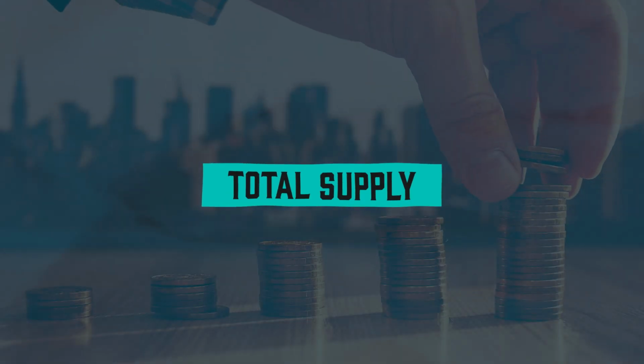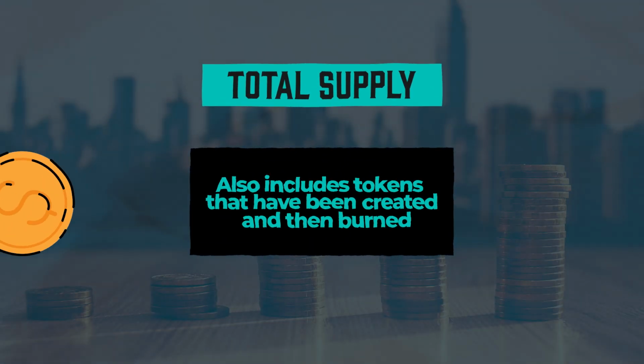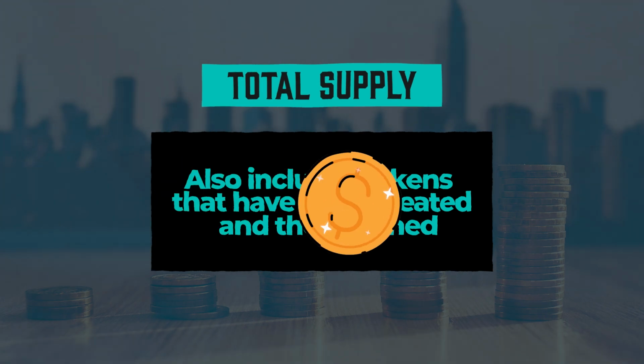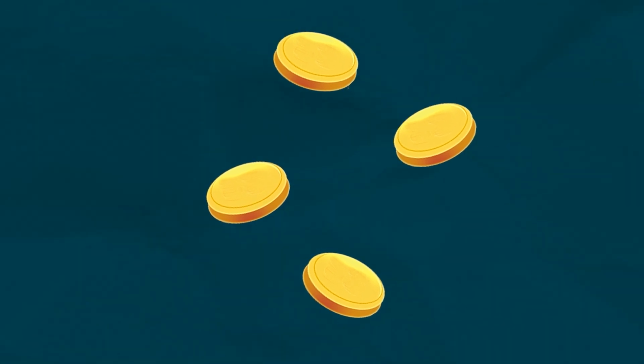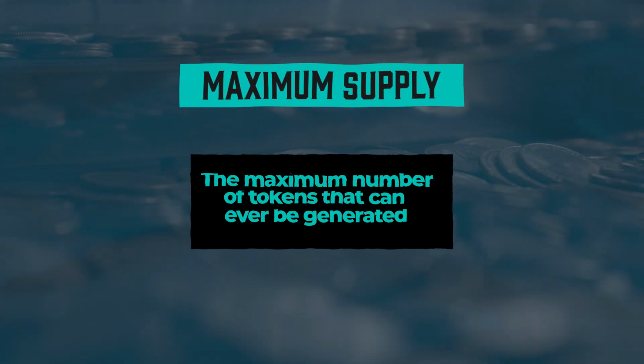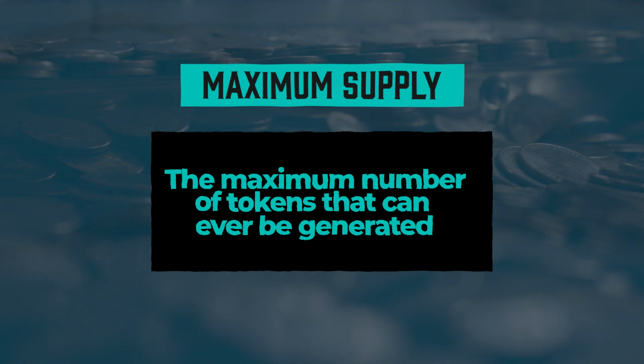The total supply, on the other hand, also includes any tokens that have been created and then burned. So burning in crypto is used to describe the act of permanently removing tokens from circulation, making the remaining tokens in circulation become more scarce. Lastly, the maximum supply is the maximum number of tokens that can ever be generated. However, not all projects have this.